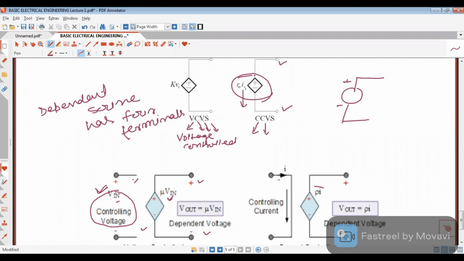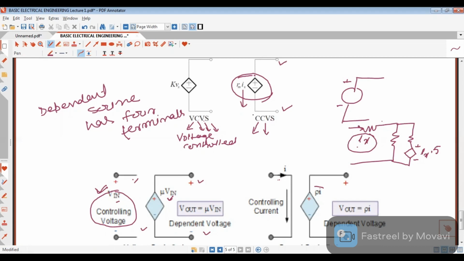So if I change this current, suppose I write an equation here like Ix, and for example, plus minus Ix into, suppose I write, 5 here. If I change Ix from this side, the value of voltage will change here. This is called a current controlled voltage source. It is a voltage source, but it is controlled by current.